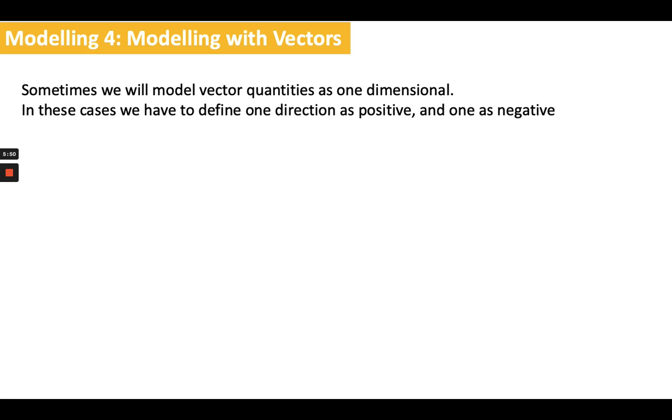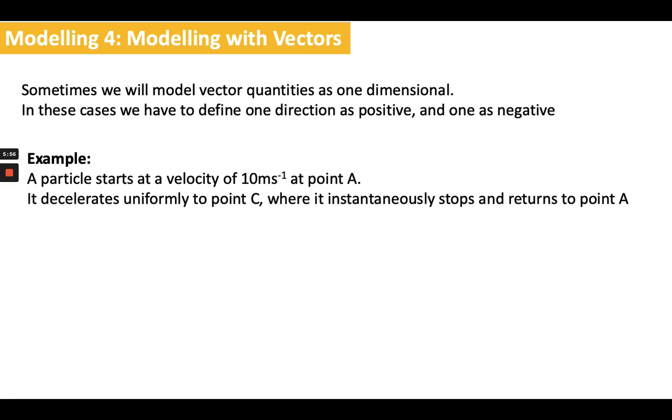And we'll give you a sense of what that looks like now, and we really have to be thinking about what is happening at each stage of this motion. So let's have a particle that starts at a velocity of 10 meters per second at a point A, and it decelerates uniformly to a point C, where it instantaneously stops and returns to the point A.